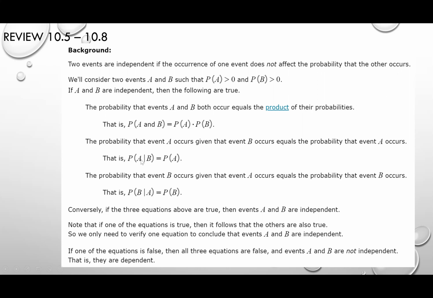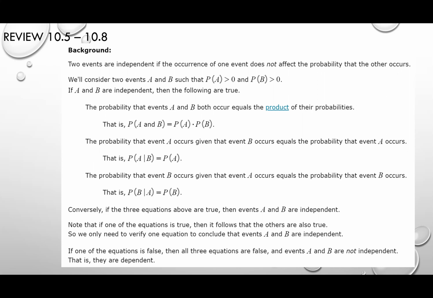Or if the probability of A given B, if this conditional probability is equal to this individual probability, then they are independent. Or vice versa, if the probability of B given A is equal to this item, they are independent, meaning they do not affect each other. So these are the three criteria in order to be independent. If none of these three criteria are met, then they are not independent, therefore they are dependent.